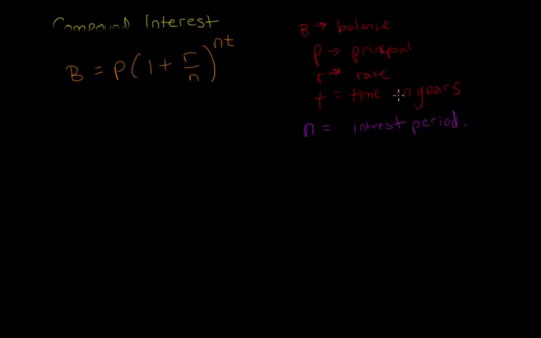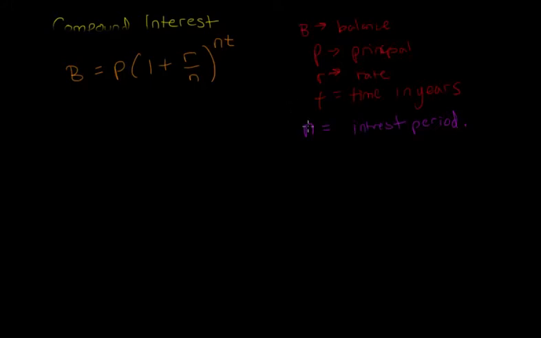So that could be a number of different things. I could say annually, and that would mean that N would be 1. The interest period is 1 year. So annually, N would be 1. If I said semi-annually, that's twice. That means it gets compounded twice per year.